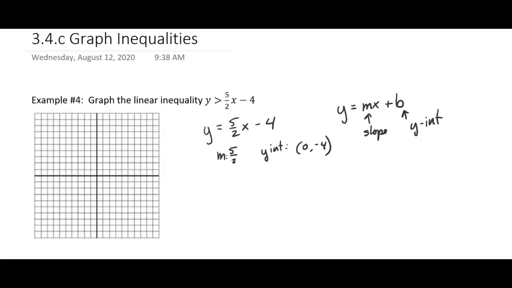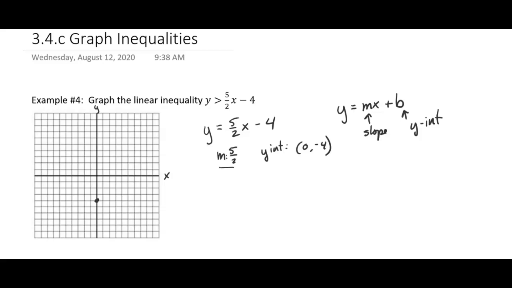We start with the y-intercept, we graph that. So (0, negative 4) is going to be right there, okay? So it's on the y-axis. This is the x-axis, this is the y-axis. And so we're graphing that ordered pair, the y-intercept, right there on the y-axis, (0, negative 4).